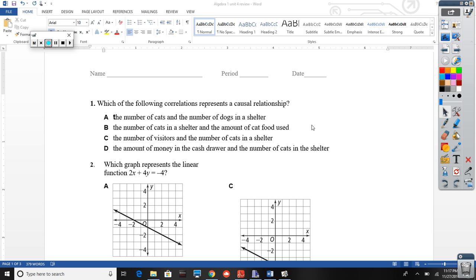Well, anyways, let's go ahead and get started with number one, and it says, which of the following correlations represents a, I can't say that word, casual relationship? So it means which one of those reflects a cause and effect relationship.